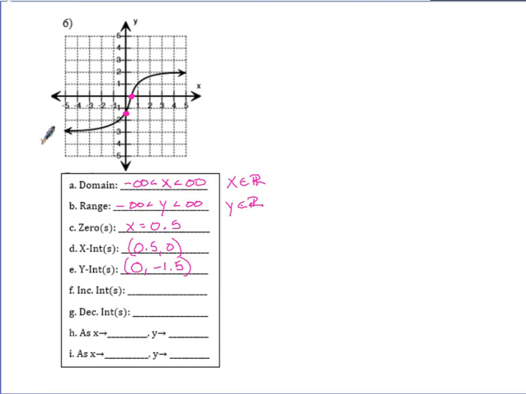Increasing intervals as I go left to right, going up, going up, going up the whole time. So that is negative infinity to positive infinity. Decreasing intervals, there are none. It's never going down. Okay, as x approaches infinity, as we go to the right, the graph keeps going up. So y also approaches infinity. As x approaches negative infinity, as I go to the left, the graph keeps going down. So we say y approaches negative infinity. All right, and that's it for 2a.